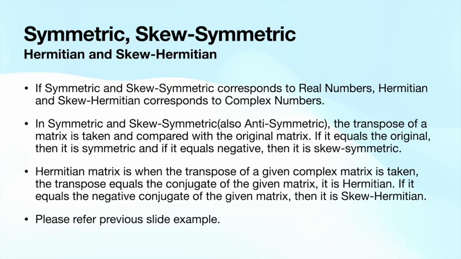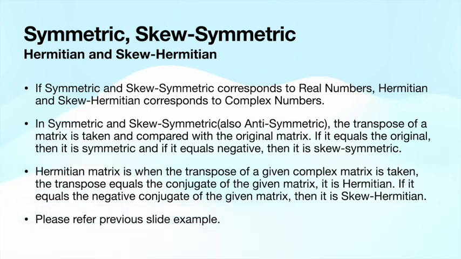Next is symmetric and skew symmetric, and Hermitian and skew Hermitian. Symmetric and skew symmetric are for real numbers, and Hermitian and skew Hermitian are an extension of symmetric, for complex numbers. In symmetric and skew symmetric, if we have a matrix, the transpose of a matrix is denoted by A with a superscript T on top of it, A^T.